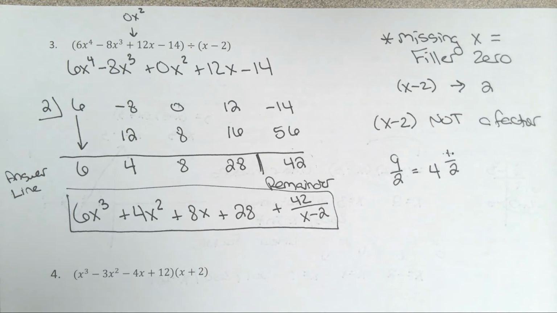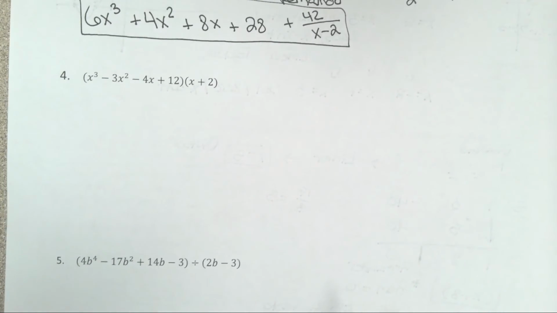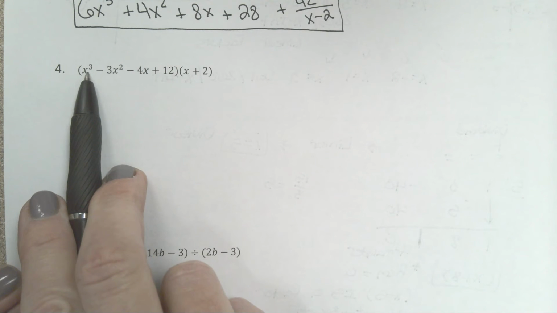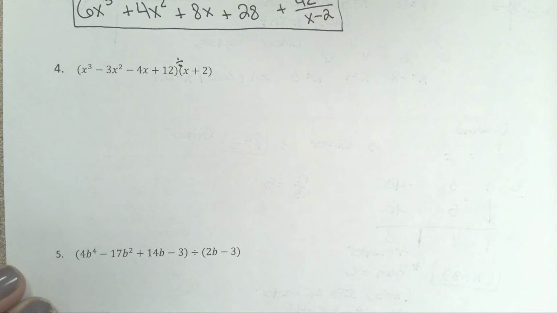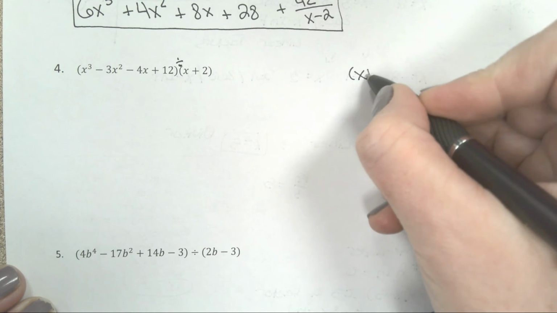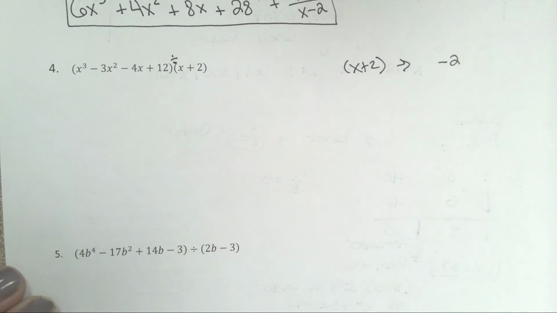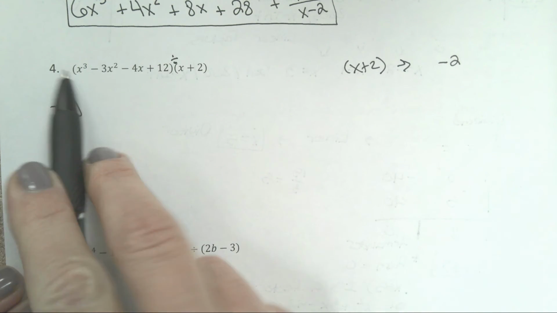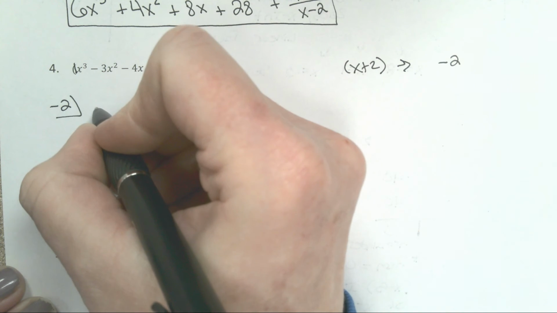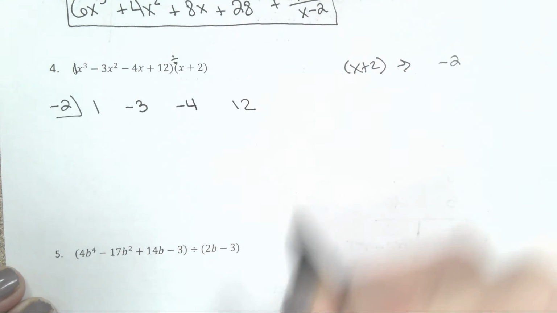Let's try another one. Check your exponents, first of all. 3, 2, 1, nothing. And I wrote it wrong, sorry. There's supposed to be a divide sign in between there. All right, so I have x plus 2 as my factor. That means I'm going to use negative 2 as my divisor. All right, so there's an invisible 1 in front of there, so my coefficients are 1, negative 3, negative 4, and 12.